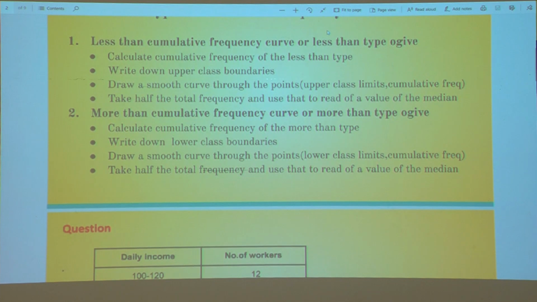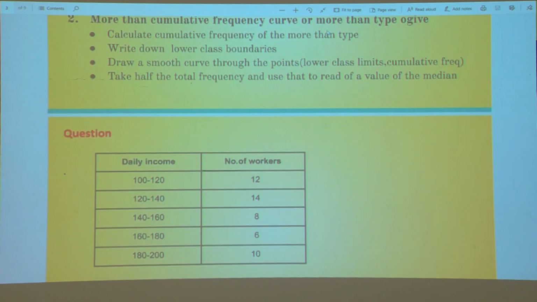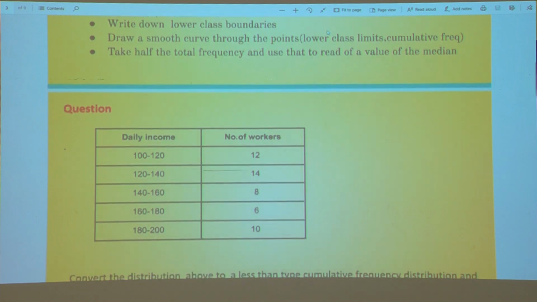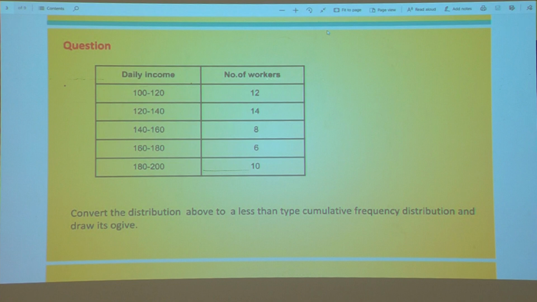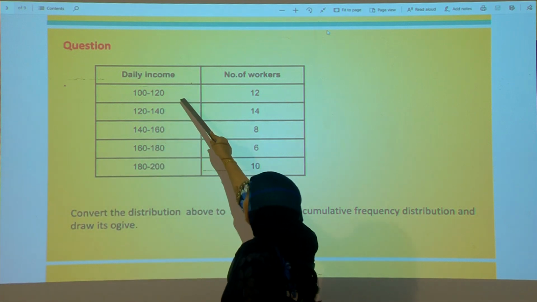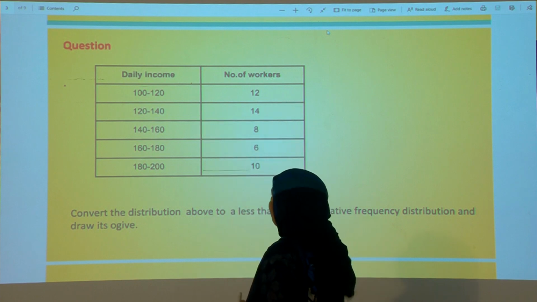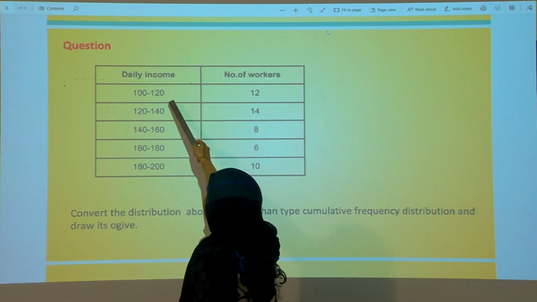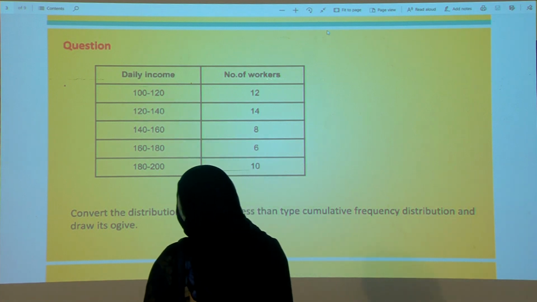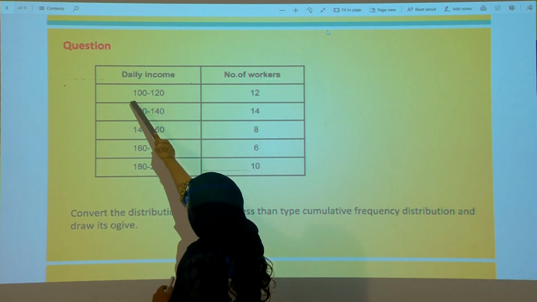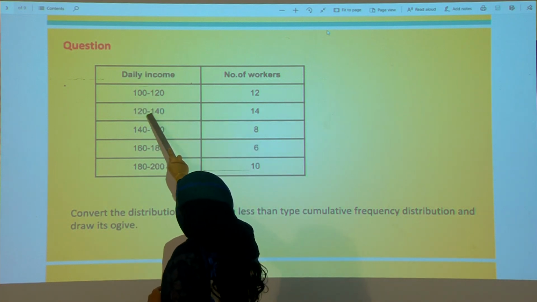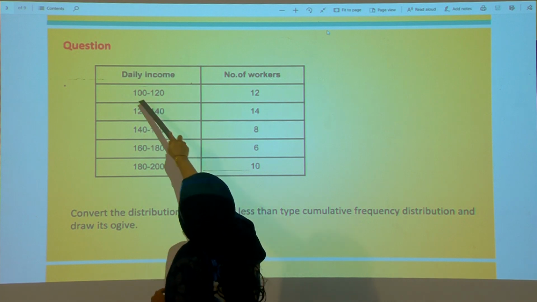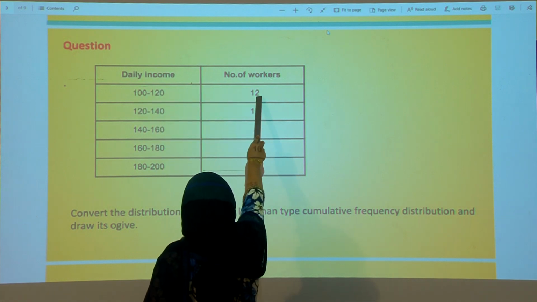Now the question is how to draw a less than type ogive. So let's start with an example. I have an example of daily income of some workers in terms of Indian rupees. From the table itself, we can say that this is grouped data or class intervals. And here the first class is 100 to 120, the second class is 120 to 140 and so on. For the first class, 100 to 120, the number of workers is 12.